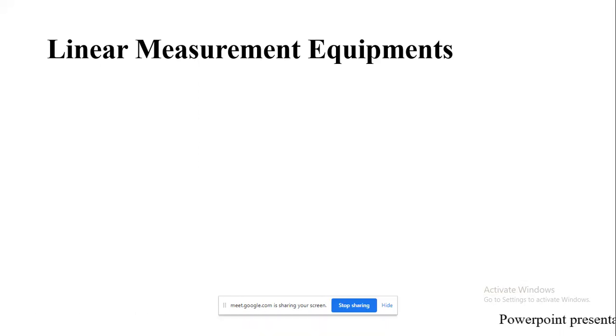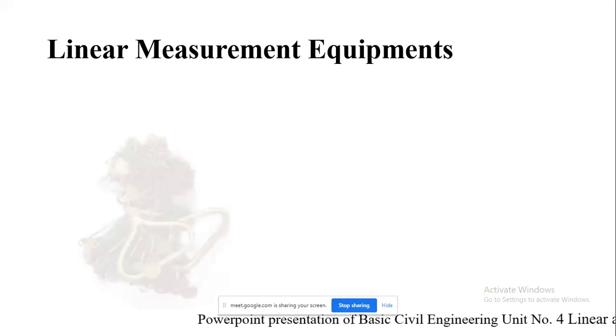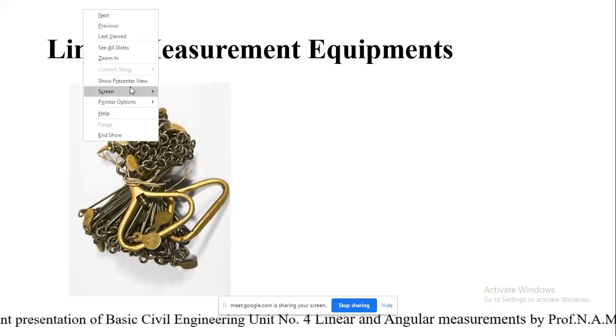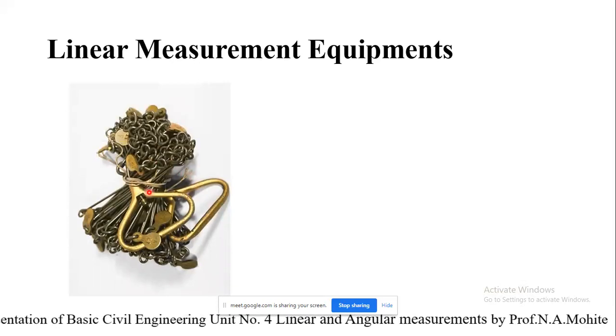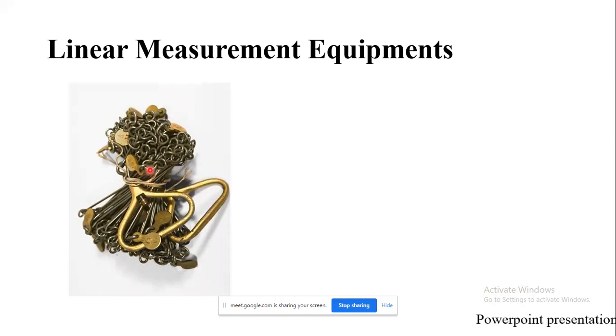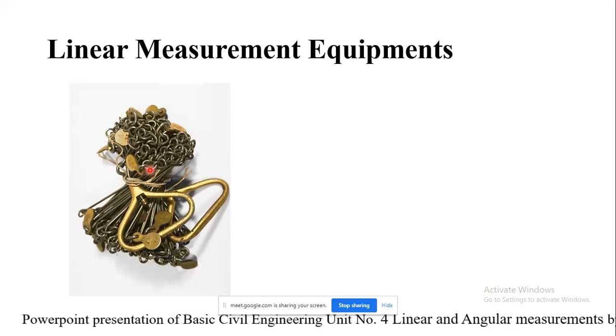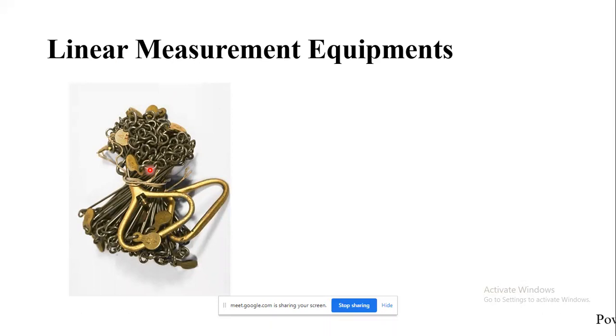First of all, we'll see what the linear measurement equipments are. You can see one image here. This is nothing but a chain. There are various types of chains available in the market by which we can do linear measurement, that is, the measurement of distance between two points.